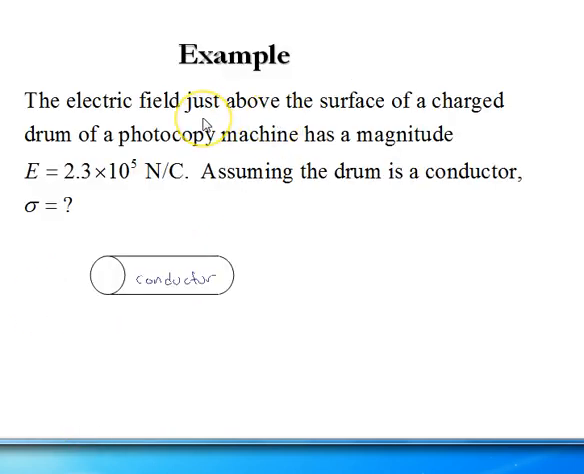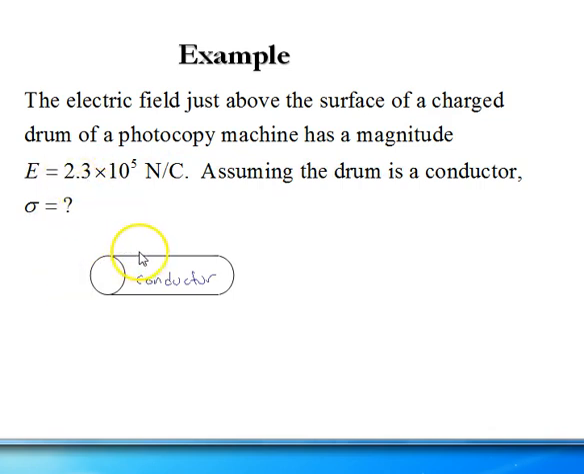Let's look at one more example. If we want to find the electric field just above the surface of a drum of a photocopy machine, it has a magnitude of electric field given. So we know the electric field. We're going to also assume here the drum is a conductor. And what we want to know is the surface charge density.